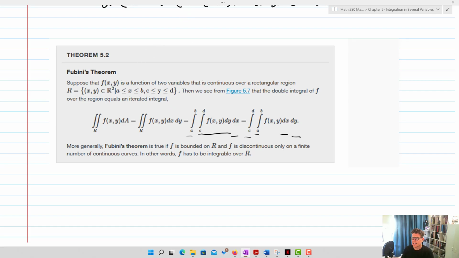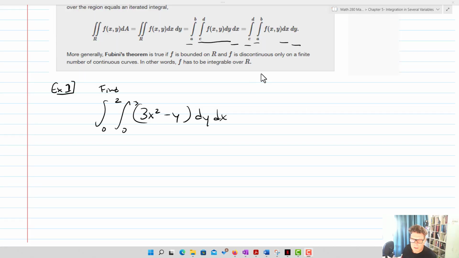So, let's take a look at this in action. Let's look at this example. Let's say we want to find the integral from 0 to 2, 0 to 3, of 3x squared minus y dy dx. Okay? So we're going to do the dy's first. That means that our boundary for the y's is 0 to 3. So we're going to treat the x's as if they're constants.